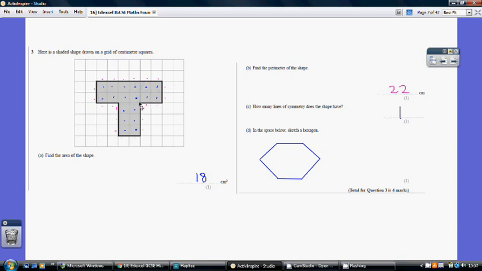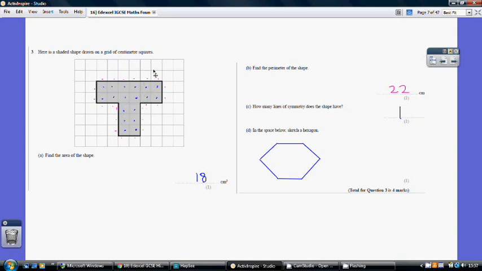Just be ever so careful when you go around the corners. People quite often forget that that's 2 lengths there. You're going across there and then down there. So that's 2 units there. Same over there. People often forget to include 2 over there.